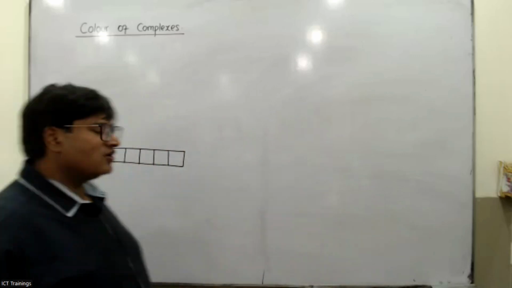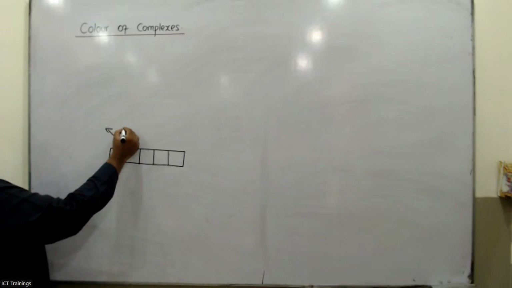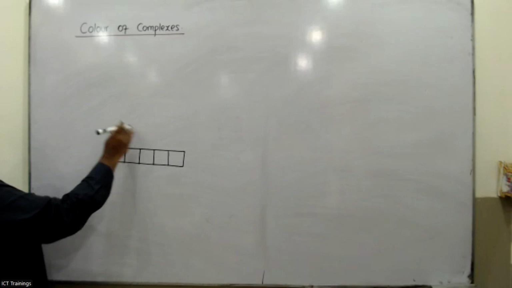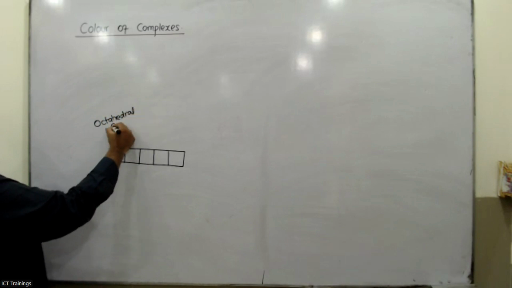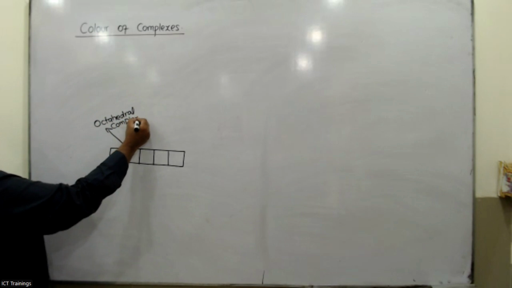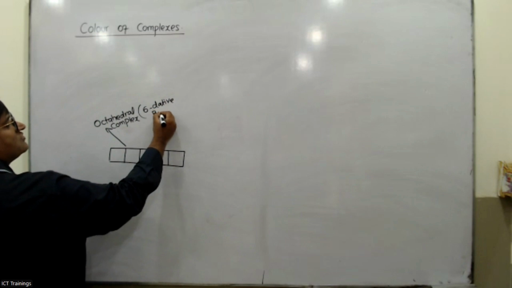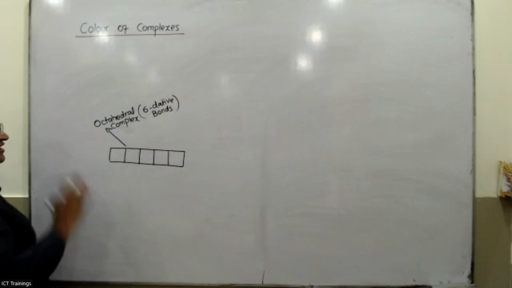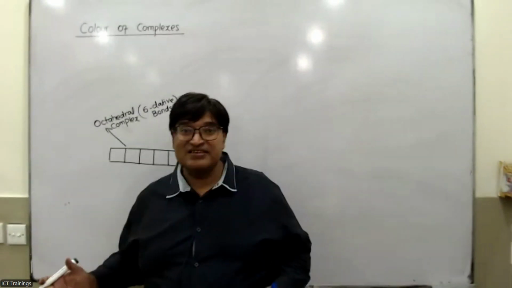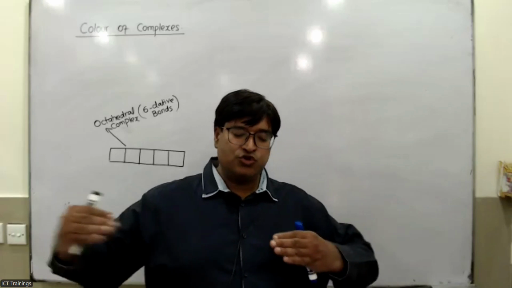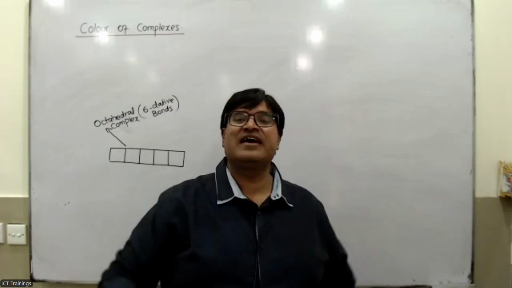In case of an octahedral complex, what are octahedral complexes? Octahedral complexes are those complexes in which six dative bonds are present. So in case of octahedral complexes, the ligands provide their electron through the axis, through the x-axis, through the y-axis, and through the z-axis.